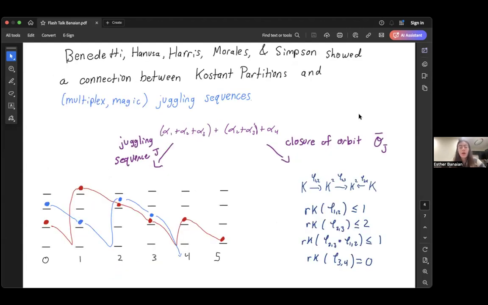Okay, now on the algebraic combinatorics side, a few years ago, Benedetti, Hanusa, Harris, Morales, and Simpson showed a connection between Kostant partitions and, here's the juggling magic, multiplex magic juggling sequences. So really it's a bijection when you specify which set of juggling sequences you want to look at.